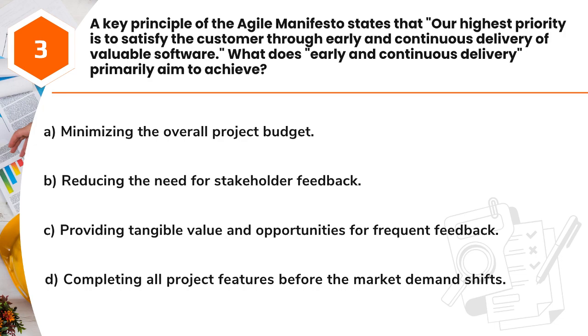Question 3. A key principle of the Agile Manifesto states that our highest priority is to satisfy the customer through early and continuous delivery of valuable software. What does early and continuous delivery primarily aim to achieve?